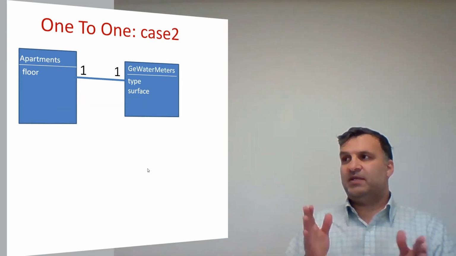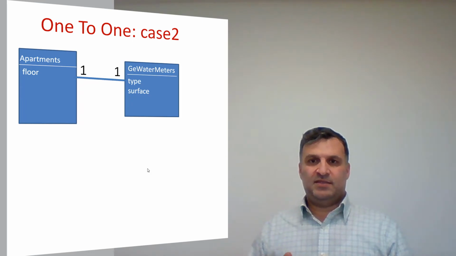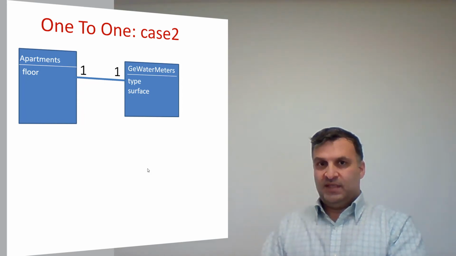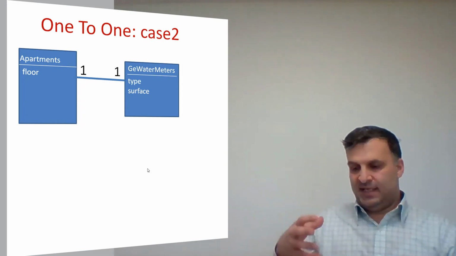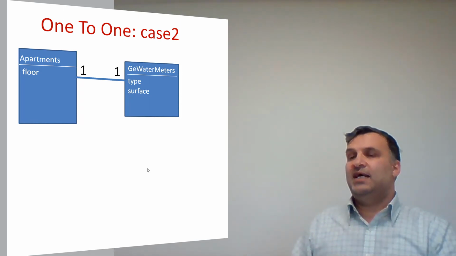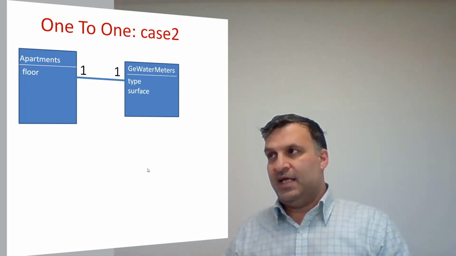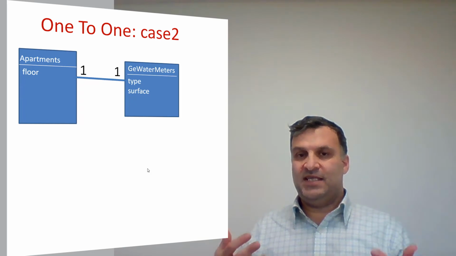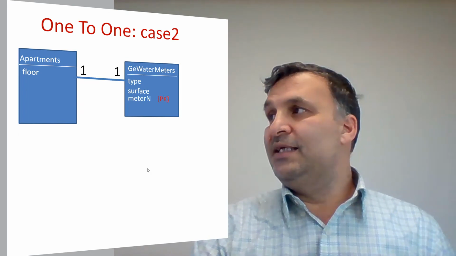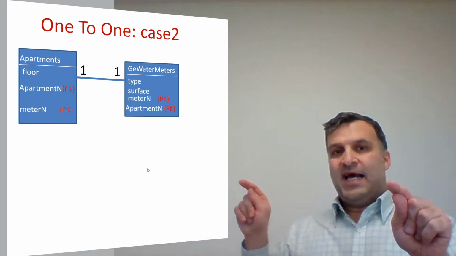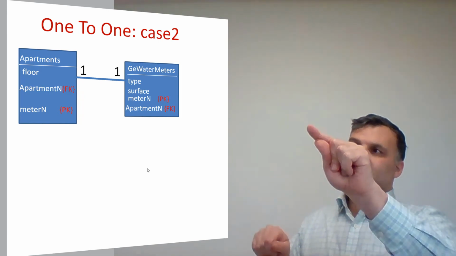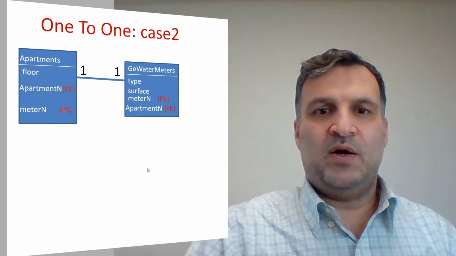Another case, for example, we have apartment and we have water meters, one-to-one. We know that general water meter, we have only one in the house, and we have only one house. Usually, each general meter, we put it in one house, and each apartment has a general meter. Which is the best solution? This case is not easy. It depends on our use. One of the solutions may be to add a reference in the water meters table to the apartment, and from the apartment to the water meter.